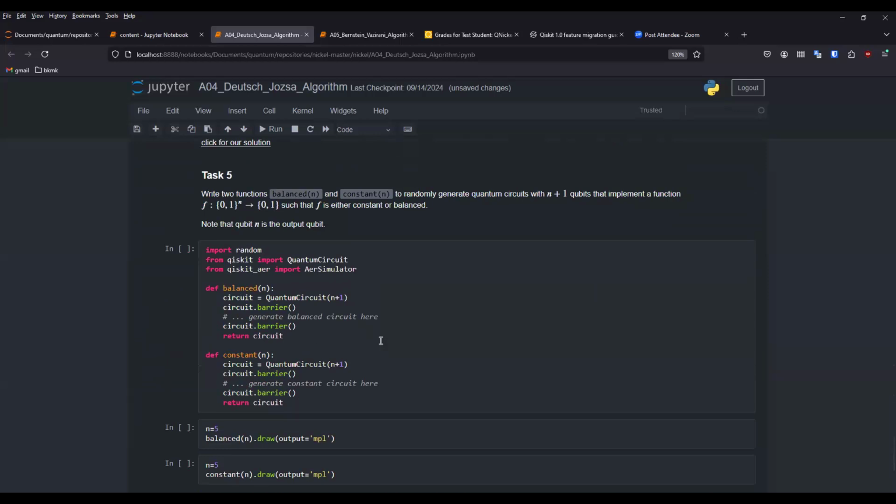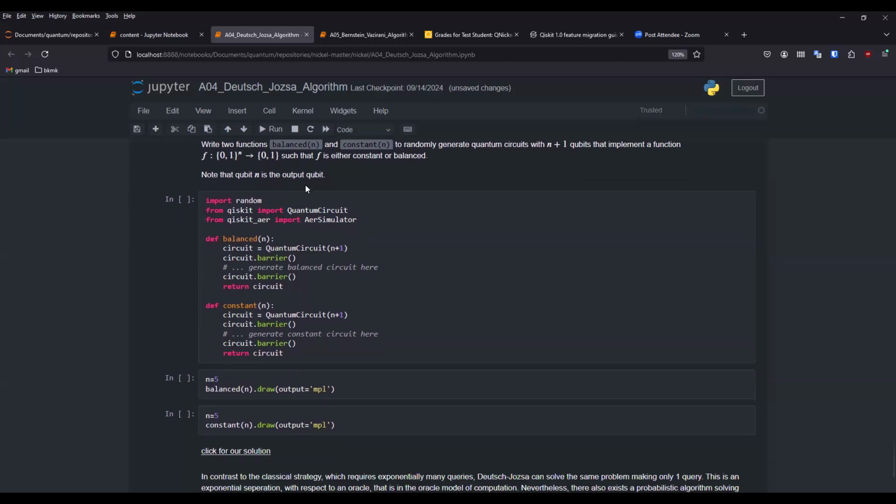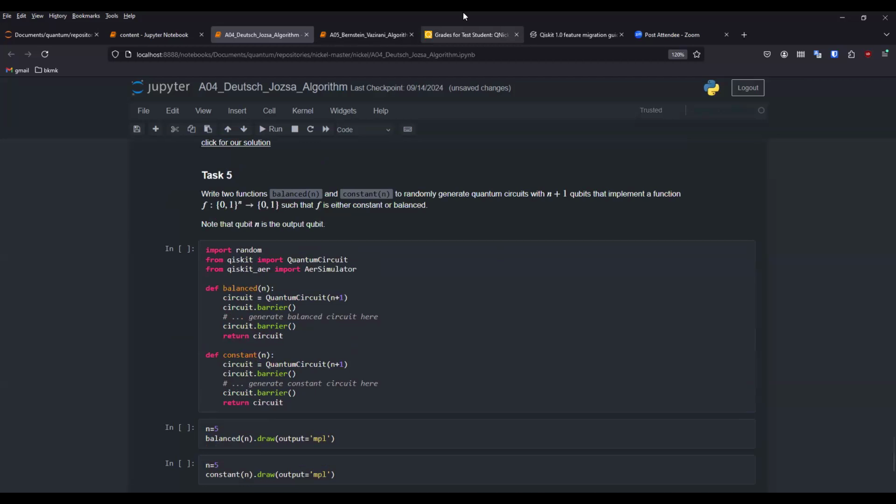Now, task 5. Let's do task 5 as well. In it, you need to write two functions, balanced of n and constant of n, to randomly generate quantum circuits. So far, we have been given them, but for testing things and for understanding it thoroughly, I think it's good to write it. We'll have n plus 1 qubits that will implement the function that we all know by now, that is either constant or balanced. And qubit n is the output qubit. Again, 5 minutes.